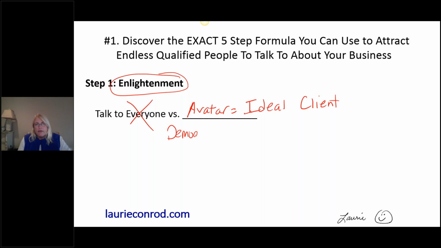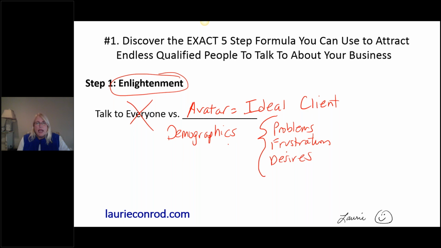You want to define the demographics of the ideal client you're looking for, and then you also want to make a list of the problems they have, the frustrations they have, and the desires they have. Because your marketing is going to talk to all these things, and you do need to know, okay, how old are they? Are they married? Are they single? Do they have kids? Do they live in a certain area? Or do they have a certain education level? Do they like certain TV shows? Do they read certain books?